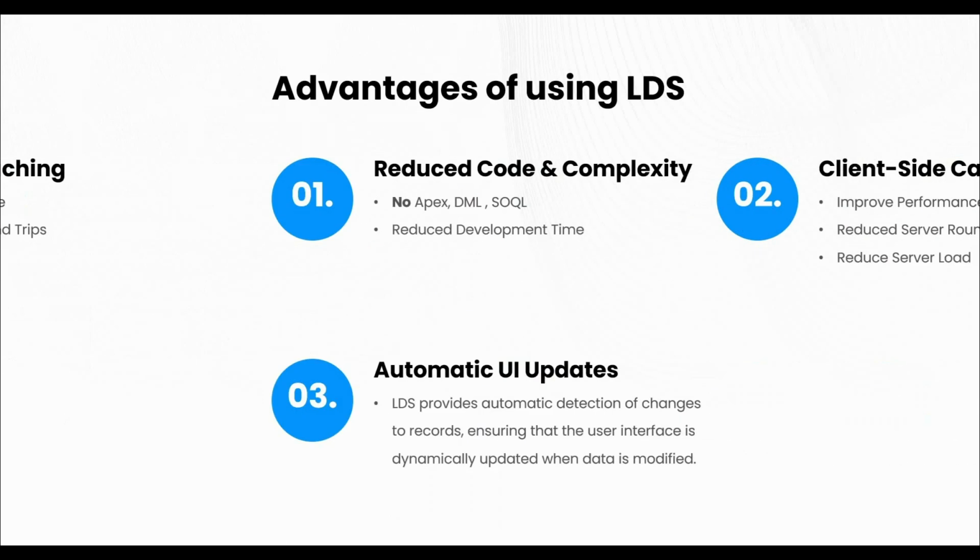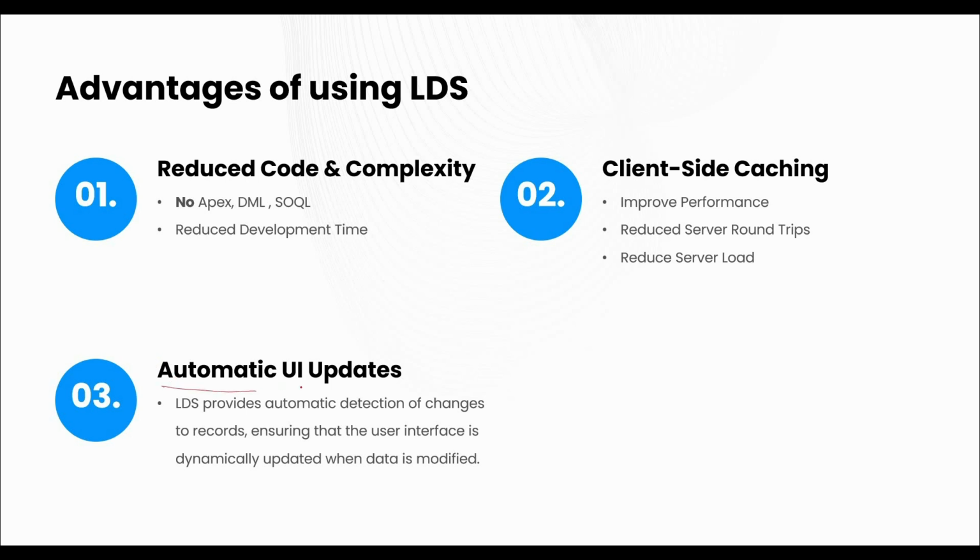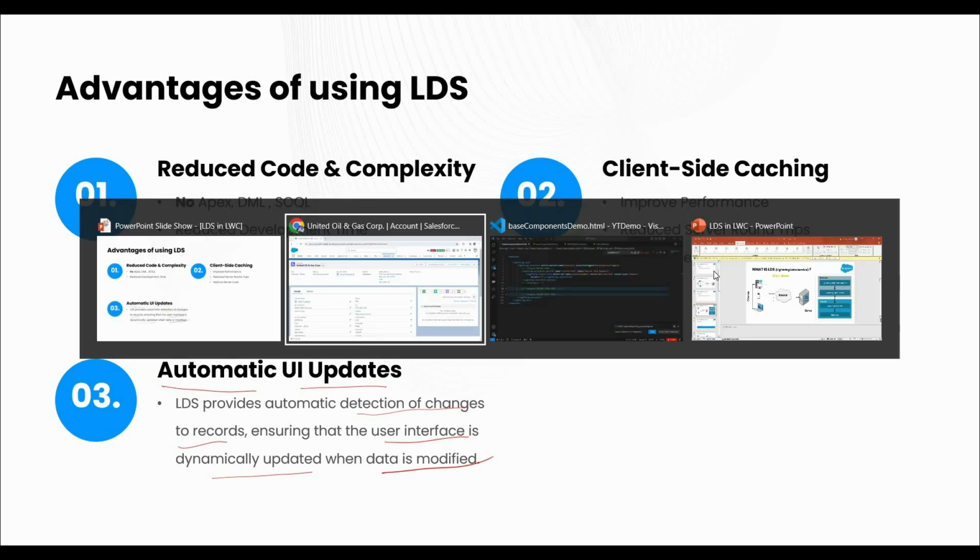Okay. Next advantage we have is automatic UI updates. LDS provides automatic detection of changes to records and ensures that the user interface is dynamically updated when data is modified. What does it mean? It means if we update a record using LDS, then along with the database, LDS will also update that record inside client-side cache and then notify other components about the changes and force them to refresh record changes. Let me show you this with a real-time example.